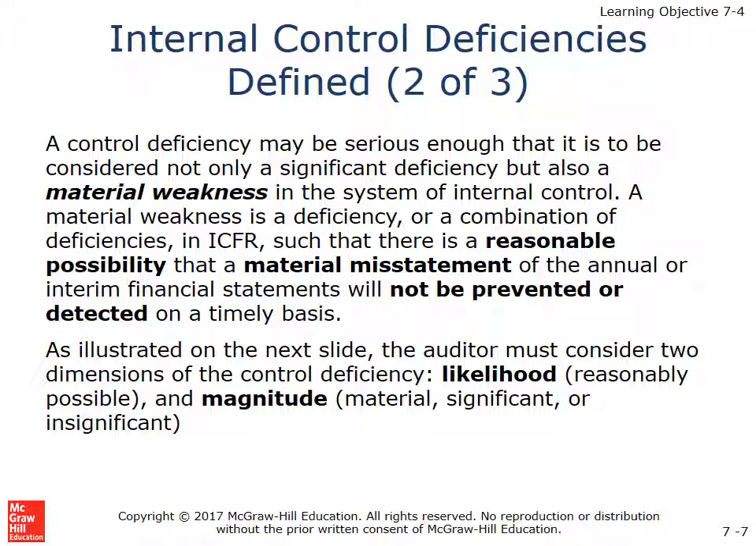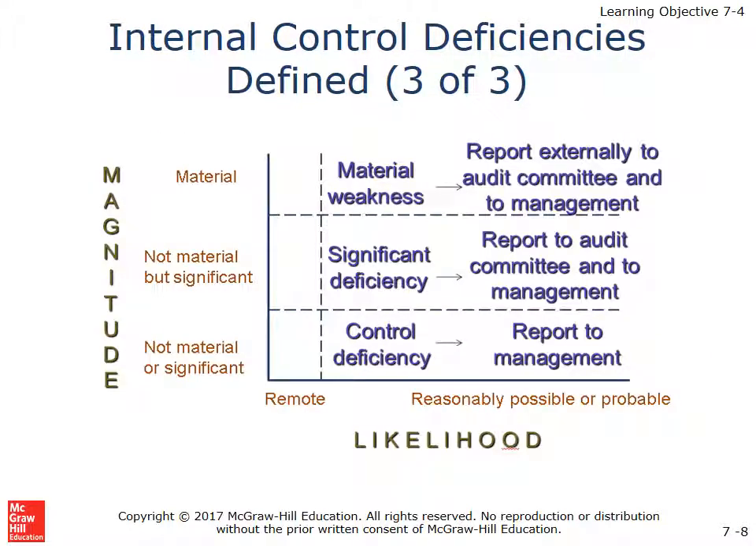The auditor must consider two dimensions of the control deficiency: the likelihood, whether it is reasonably possible that it will cause a misstatement, and the magnitude. Will it be material, significant, or insignificant? So let's take a look at this. This is on page 224.